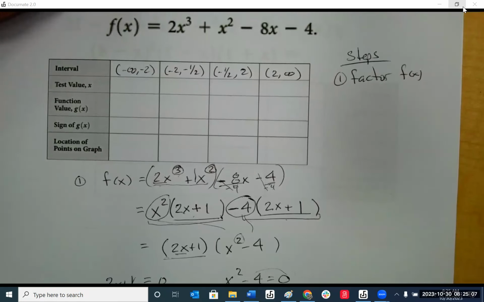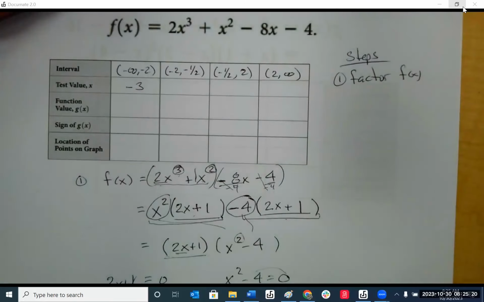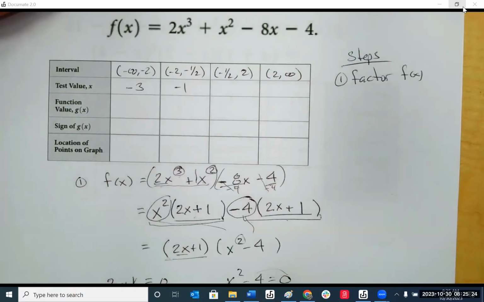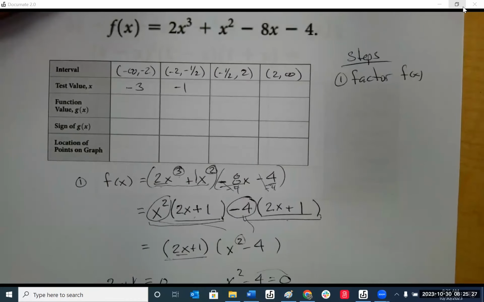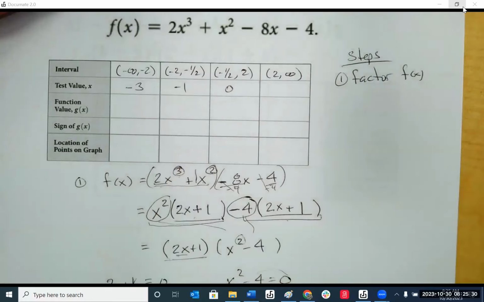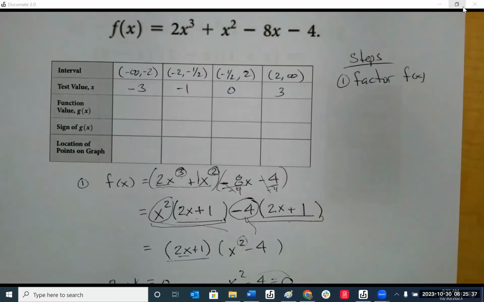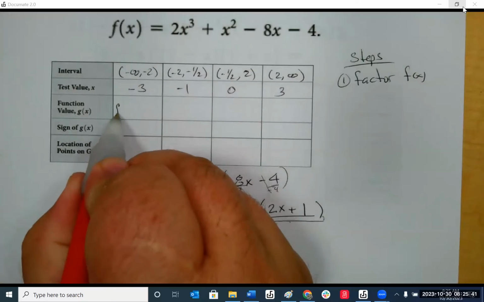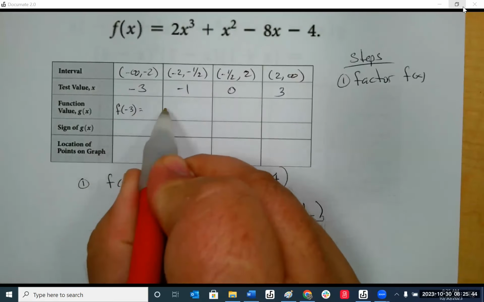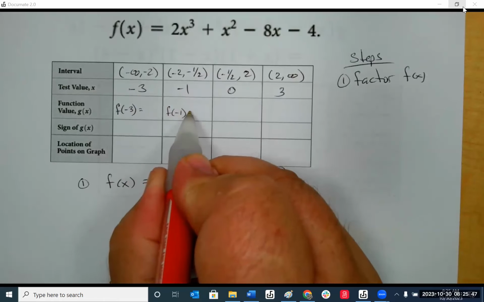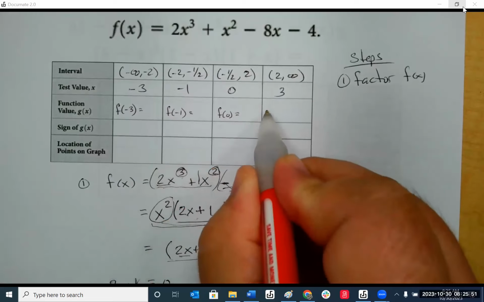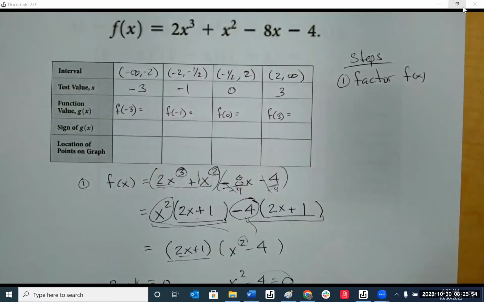What we're going to do here, now we pick a number inside these intervals. So the first one I pick would be negative 3. Inside this interval, I pick negative 1. It's an easy one. Inside this interval, I'll pick 0. So if you can use 0, use 0. It's much easier. And then the last one, I'll use 3. Plug those values in the equation and work it out.